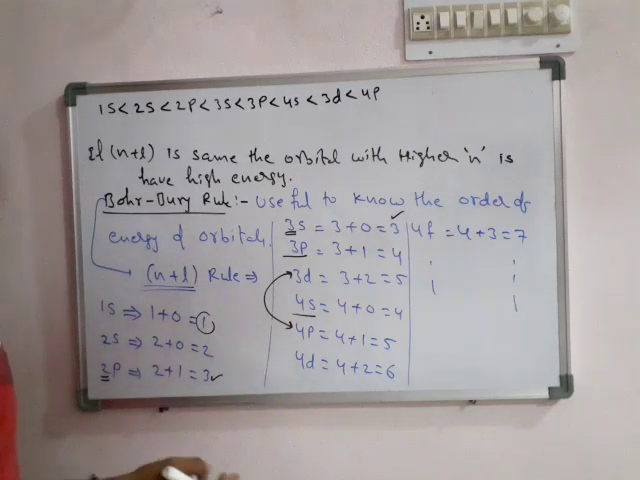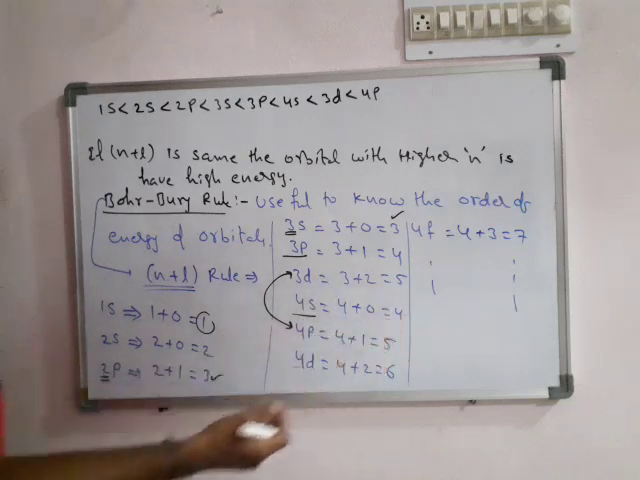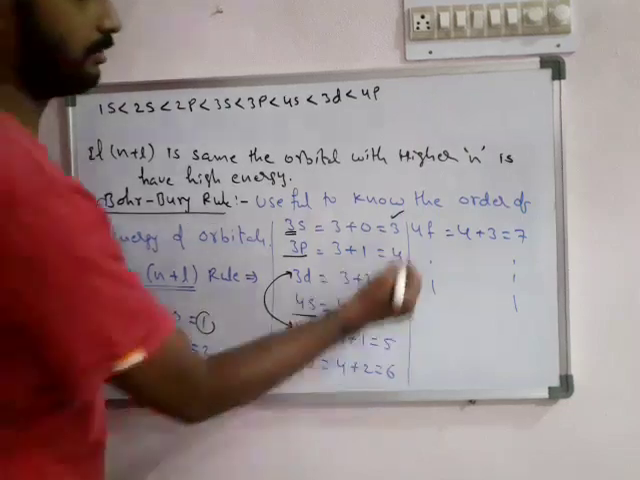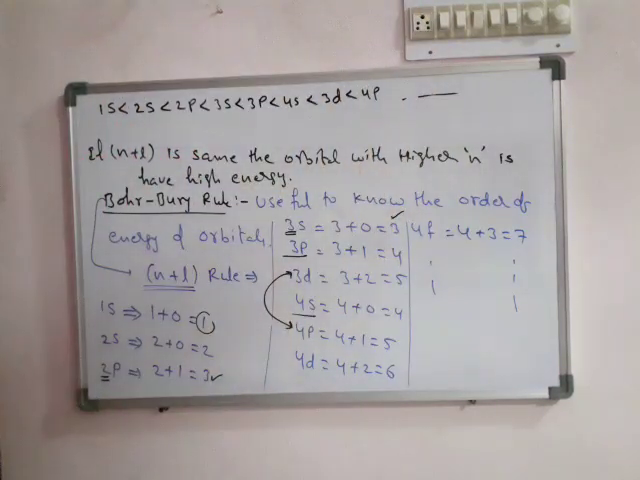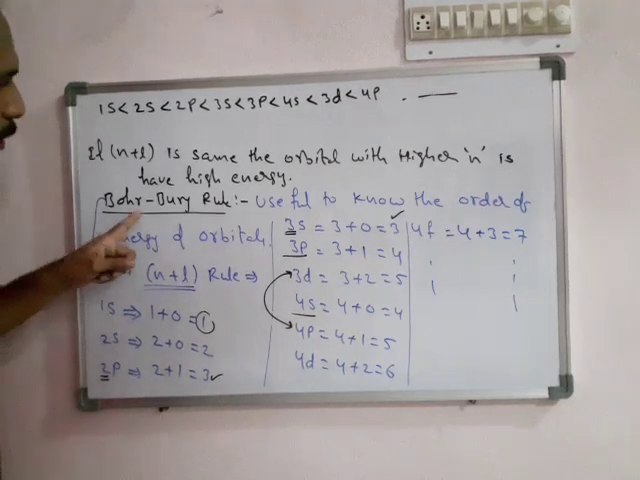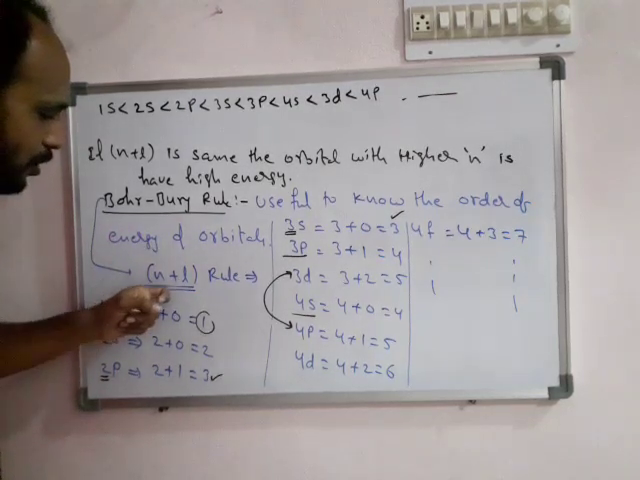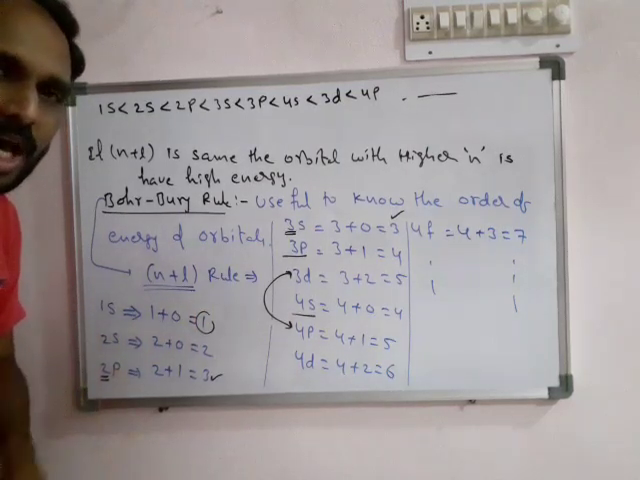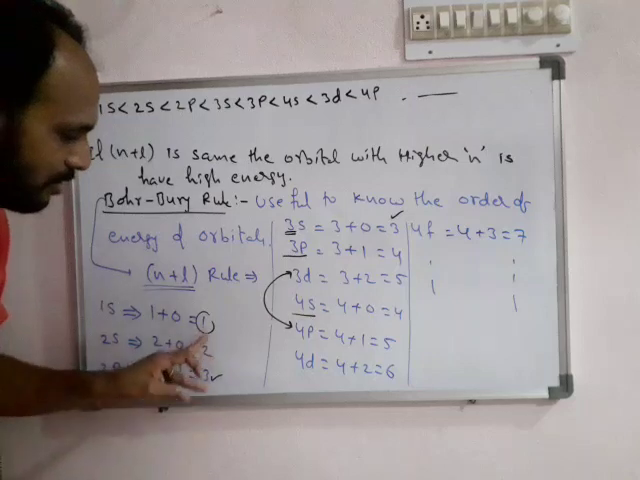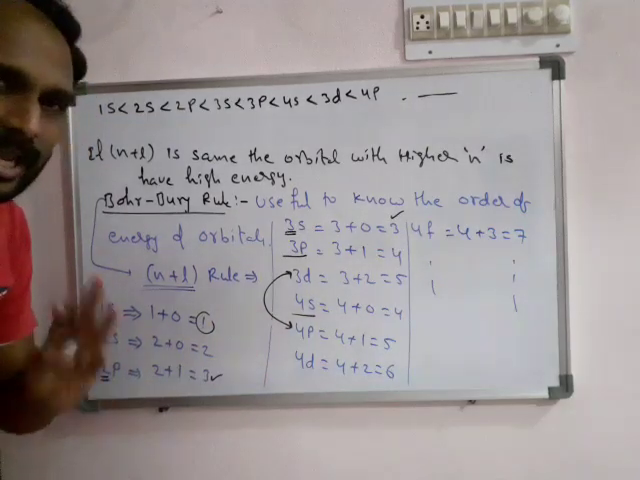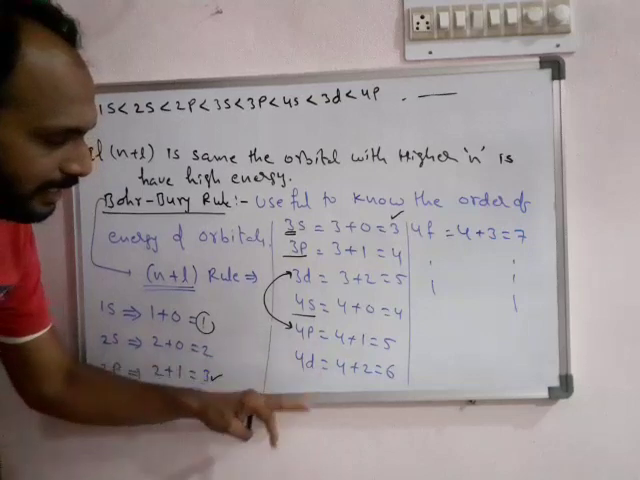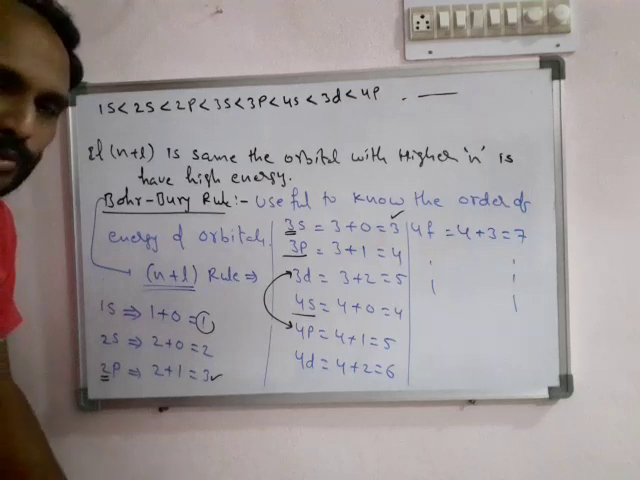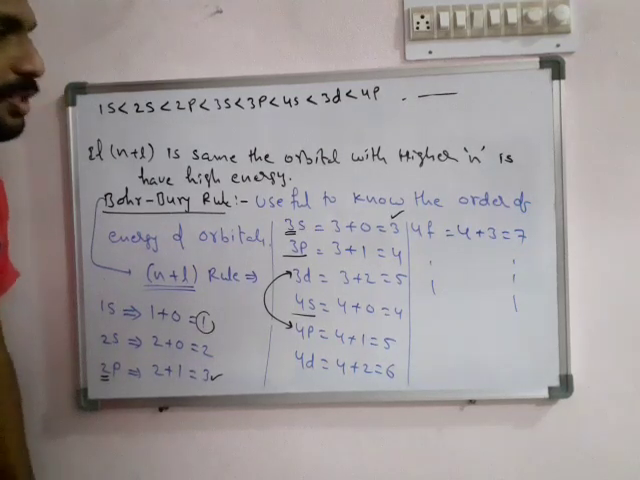Okay, we can write any others also, like 4s, 3d, so we can write many. Like this, with the help of the Bohr-Bury rule, also known as the n plus l rule, we are able to compare the energies of different orbitals. Important: these values do not indicate the exact energy. These values just indicate the order of energies. The order of energies is used to compare the energies of different orbitals.